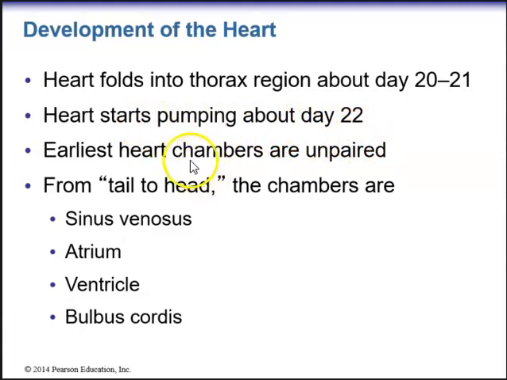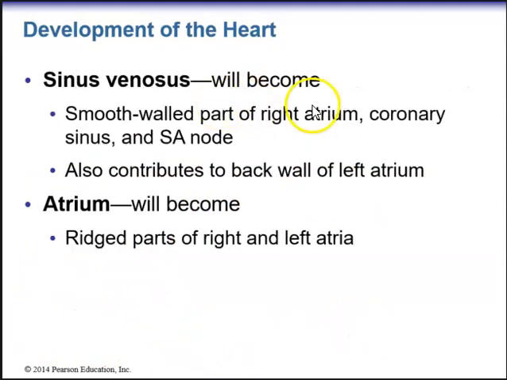The earliest heart chambers are unpaired, and then from tail to head, the chambers include the sinus venosus, the atrium, the ventricle, and the bulbus cordis. Now, the sinus venosus will become the smooth-walled part of the right atrium, coronary sinus and the SA node, and can also contribute to the back wall of the left atrium. The atrium will become the ridged parts of the right and left atria.